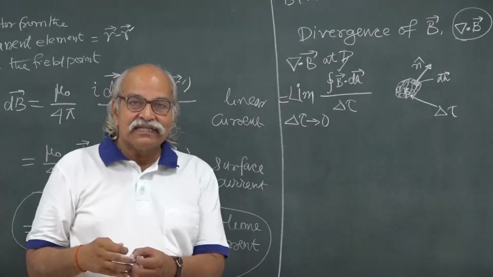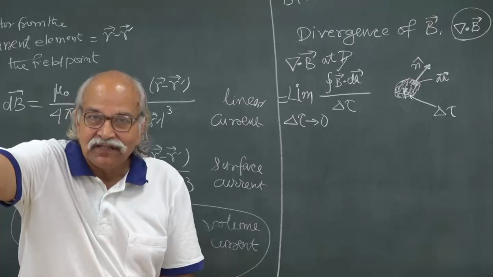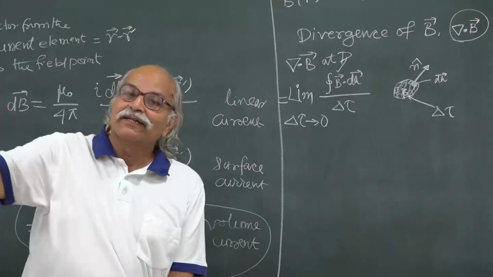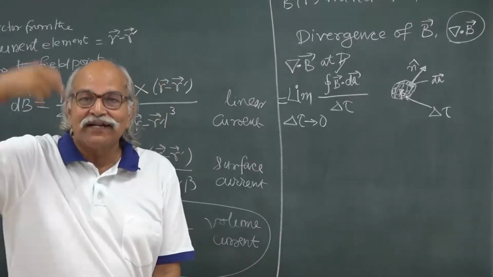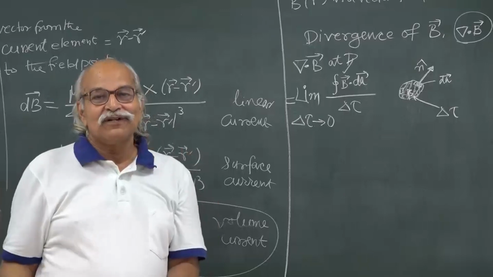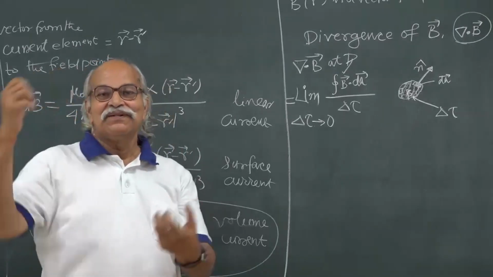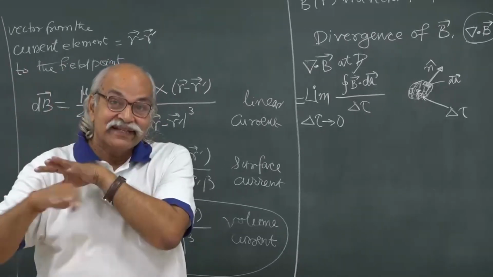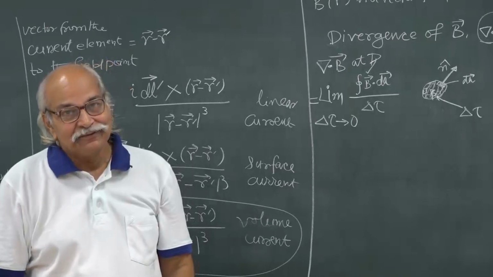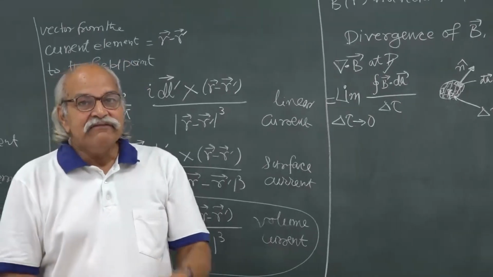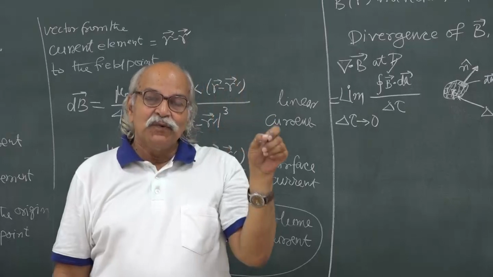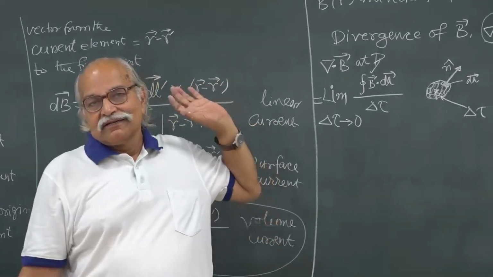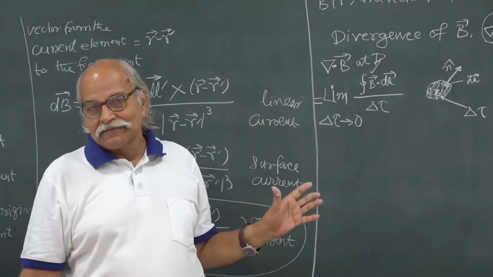To get the divergence at another point, do this entire operation there. Take a small volume enclosing that point, once again look at the surface, once again see the outward normals, once again do that B dot dA everywhere, add them and divide by that volume, and take that volume going to 0. So, at every point in space you can define what is divergence of B. This is for a general vector field, any vector field.